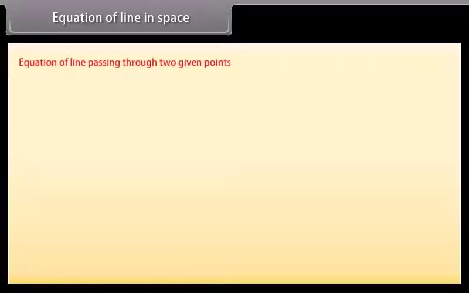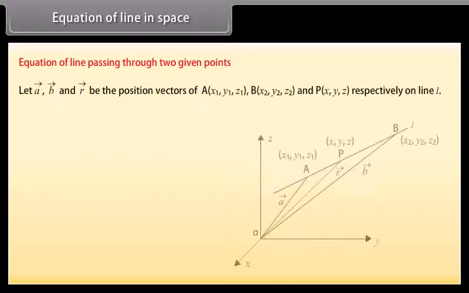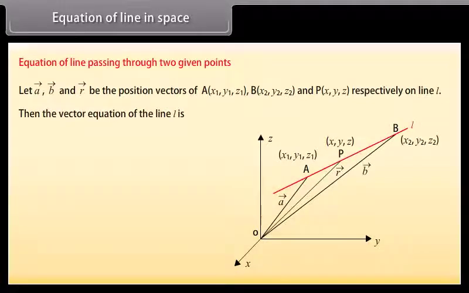Equation of line in space. Equation of line passing through two given points. Let vectors A, B and R be the position vectors of A(x1, y1, z1), B(x2, y2, z2) and P(x, y, z) respectively on line L. Then the vector equation of the line L is vector R equals vector A plus lambda times vector B minus vector A, where lambda belongs to real numbers.